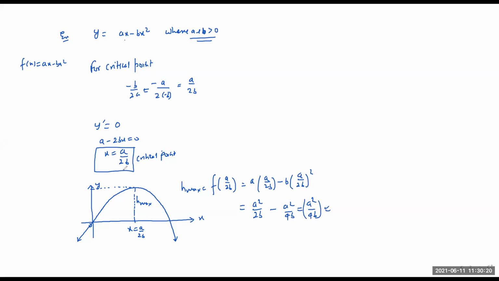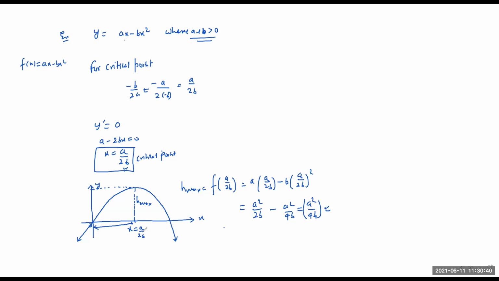So this point is the height, the maximum value, the y max. And if we want to calculate the x distance from the maximum point to the y-axis, then that is the distance here, a by 2b. X only, yes, sir. Yeah, that's x only. Correct.